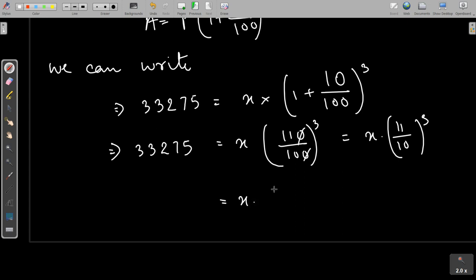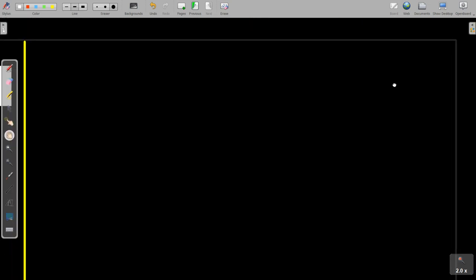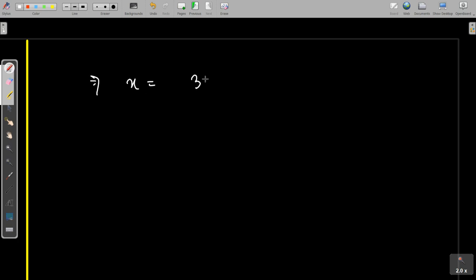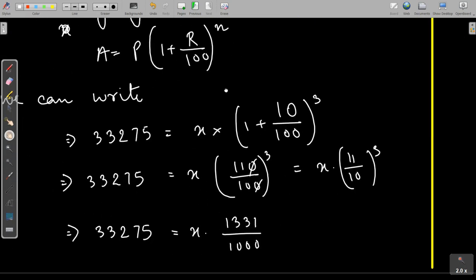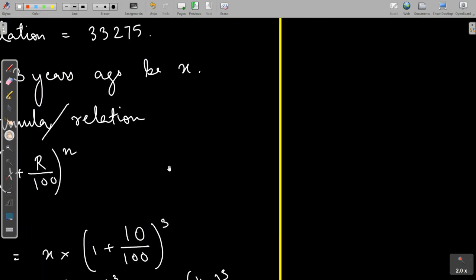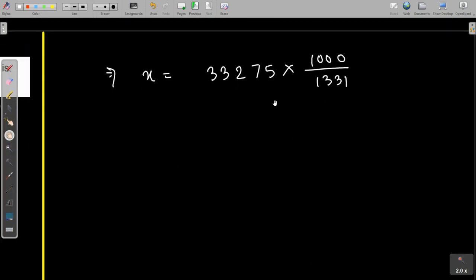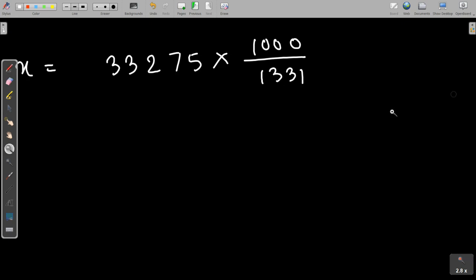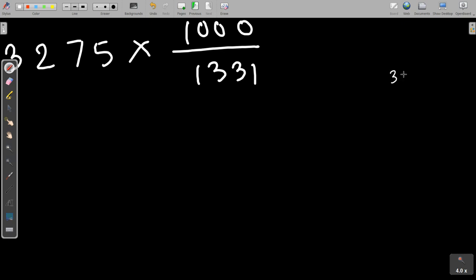Right? Now we know the value of this is 1331 by 1000. So basically X becomes 33275 multiplied by 1000 over 1331. We could have just left it as it is, and then it would have been easier for us to cancel out. Let me check once, have I done everything correctly? So 1331,000, yeah, that means 33275. Okay, now we cancel out. We see if this can be divided by this: 33275 by 1331.